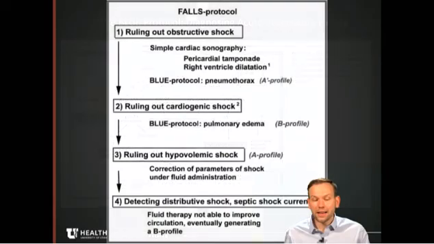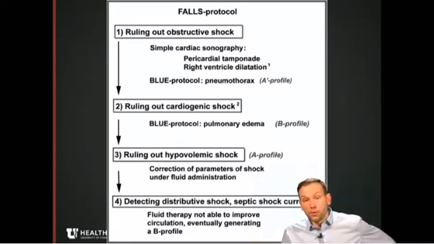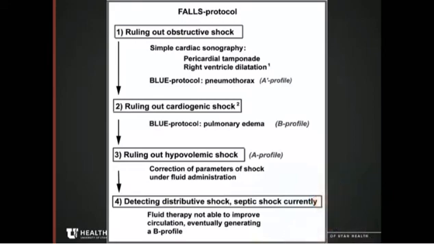And then taking it one step further, by similar authors, the Falls protocol is actually looking at shock. So here you put in some basic point of care cardiac echo, looking for things like tamponade and RV dilation. You add in your Blue protocol to look for pneumothorax, to rule out obstructive shock, and then cardiogenic shock related to pulmonary edema, and then hypovolemic shock. You would see a normal profile with just A lines that would improve with fluid. And then you could look at some of the limitations of distributive shock in terms of increasing B profiles as you're resuscitating and using that as an endpoint for resuscitation.